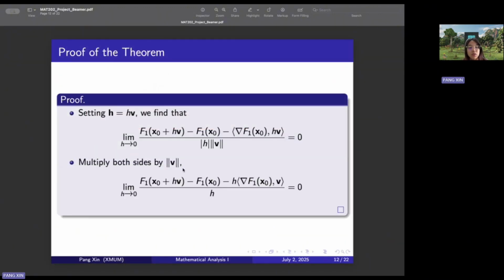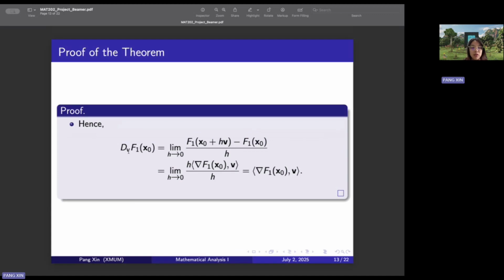By setting h equals hv, we find that the limit of this equals 0, and multiplying both sides by the length of the vector, we get this equation, and then we move this part to the opposite side. We get the directional derivative of the first component equals the dot product between the gradient and the direction vector. So instead of computing limits manually, we can just calculate the gradient and take the dot product.